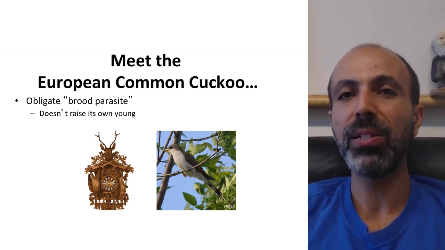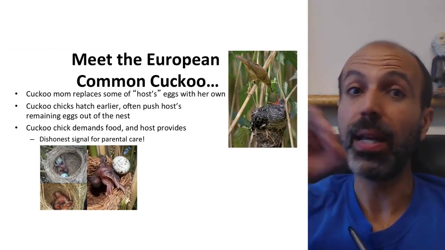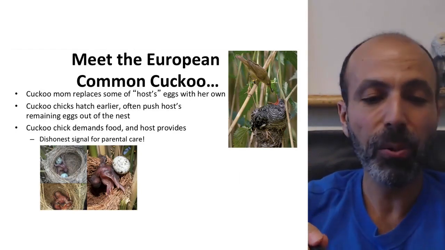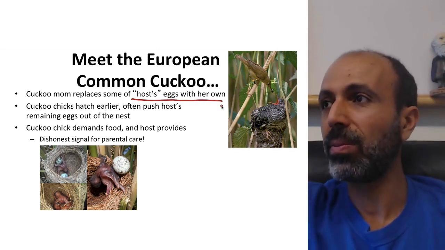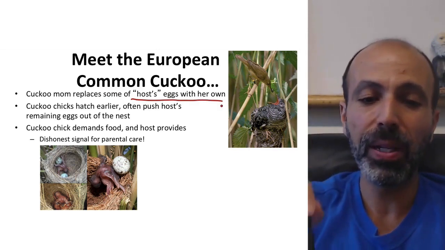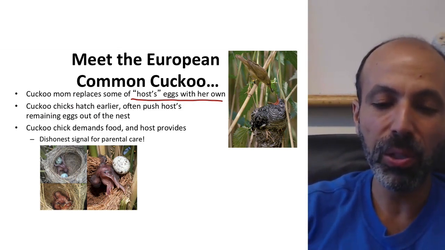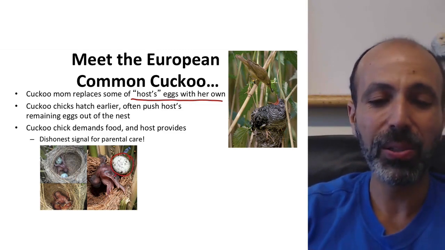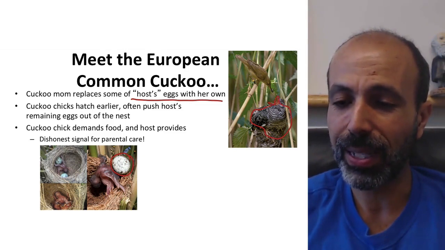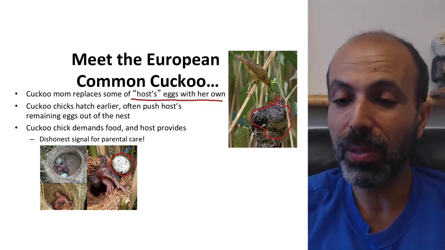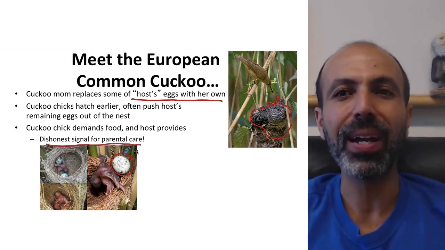What they do is they don't actually raise their own young. Instead, the cuckoo mom will find a nest of some other species of bird. She will replace some of the host's eggs with her own. So she will roll out a couple of the host's eggs, out of the nest and down onto the ground, put in some of her own eggs. And then what happens, the cuckoo chicks actually hatch earlier, and these cuckoo chicks also often push the host's remaining eggs out of the nest. And then the cuckoo sits there as this huge bird like this guy here, demanding food, and the host comes in and provides it. So there is some sort of dishonest signal here for parental care.